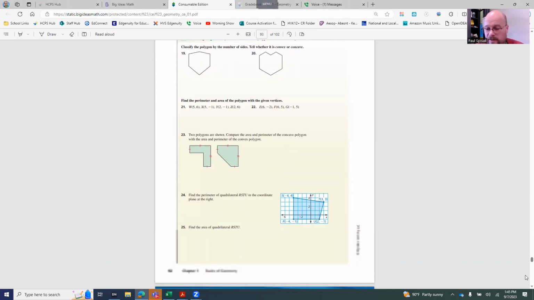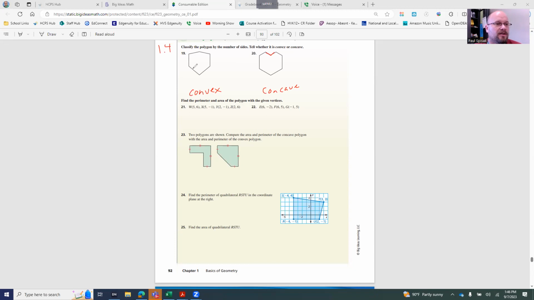All right, so 1.4. Classify polygons by the number of sides, tell whether it's concave or convex. So first figure, all the angles point out, that is convex. Up here at the top of this figure, it's going inwards right here, so this is going to be concave. All it has to do is go in once, and it's considered concave.